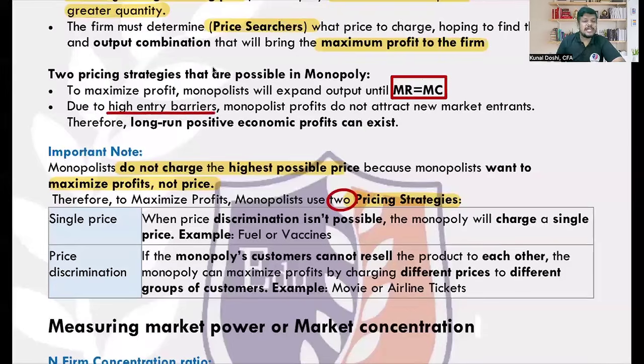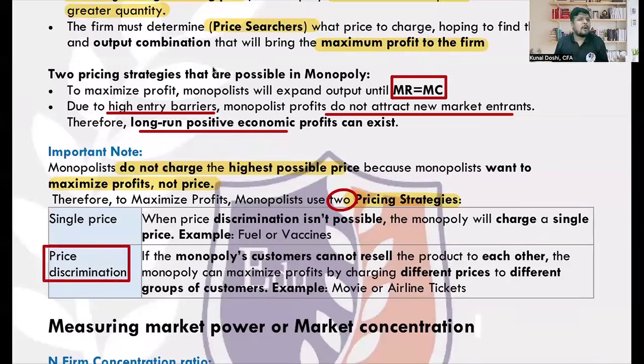Now here, there are high barriers to entry, so the others will not enter into the market. Monopolist profits do not attract new entrants, which would be the case in perfect competition or monopolistic competition. If there are high profits, others will enter and the profit will disappear. In monopoly, that is not the case. In monopoly, in fact, long-term profits are highly possible. However, to maximize the profits, monopolies do not charge everyone a single price. They do something very interesting called price discrimination.